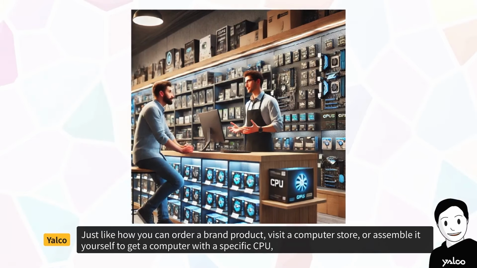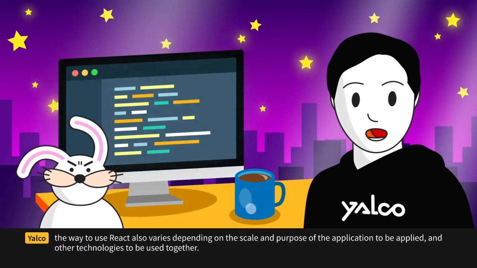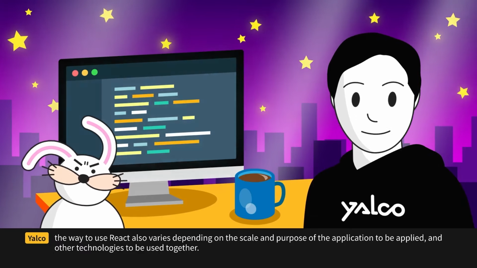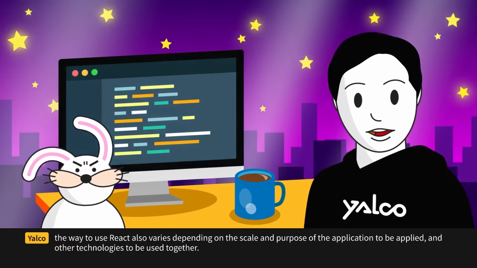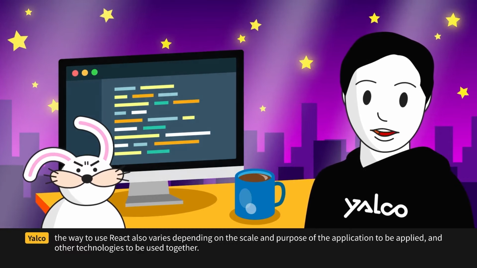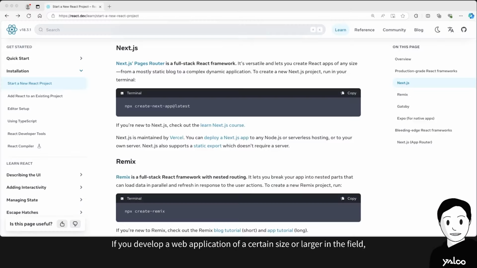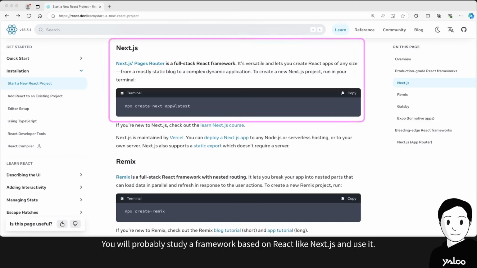Just like how you can order a brand product, visit a computer store, or assemble it yourself to get a computer with a specific CPU, the way to use React also varies depending on the scale and purpose of the application to be applied, and other technologies to be used together. If you develop a web application of a certain size, or larger in the field, you will probably study a framework based on React like Next.js and use it.